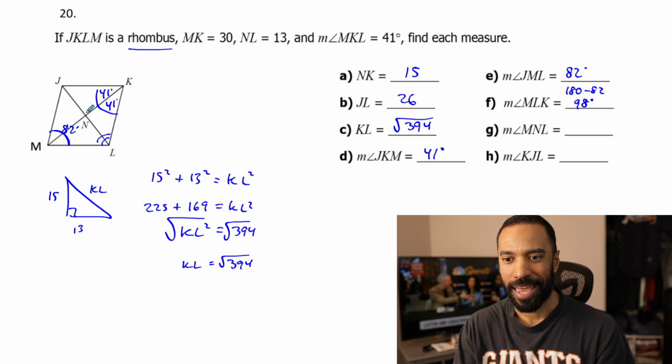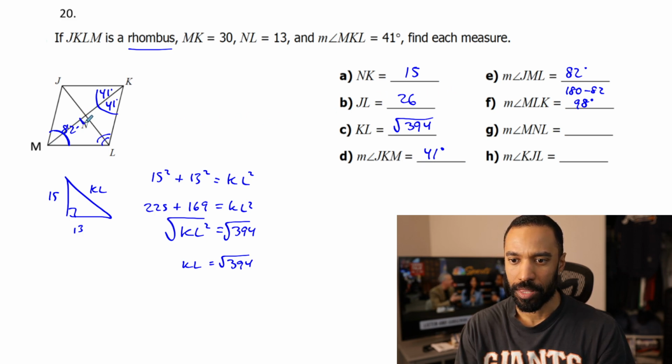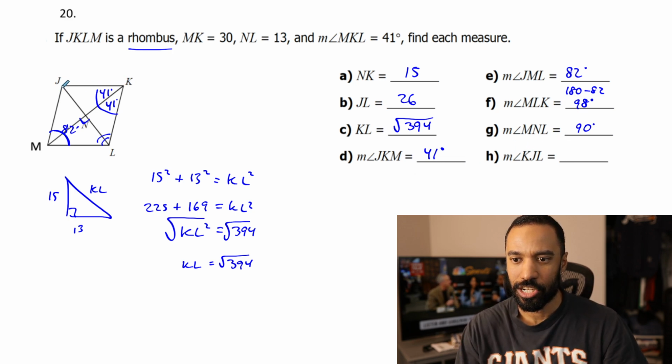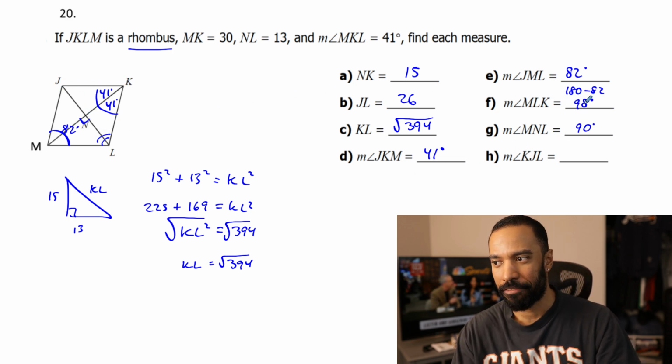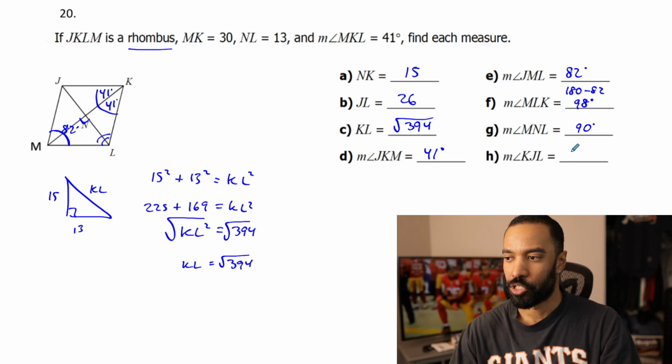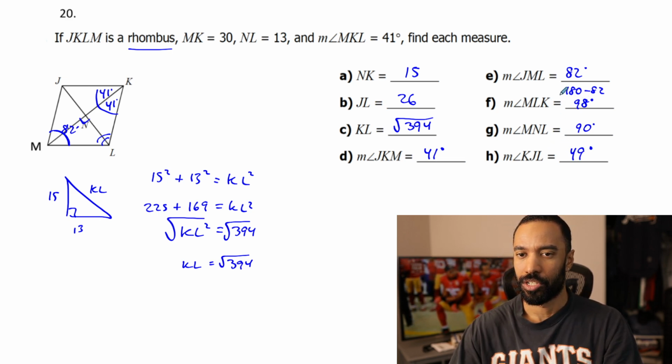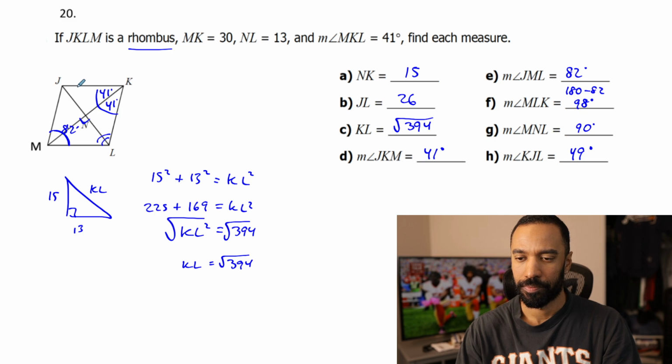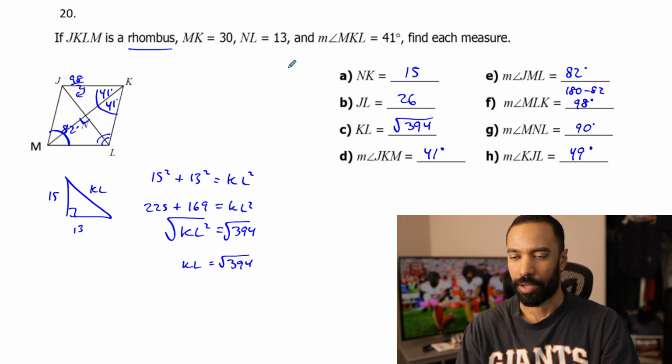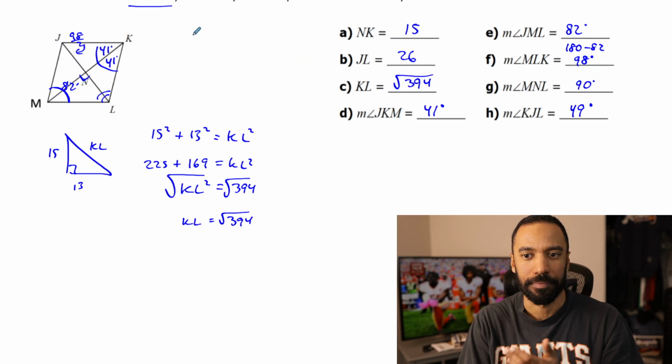Measure of angle MNL. MNL, that's one of the 90-degree angles right there, perpendicular. Measure of angle KJL would be half of the 98. 98 over 2, that's 49 degrees. Again, dividing that one by 2. Okay. That's number 20.